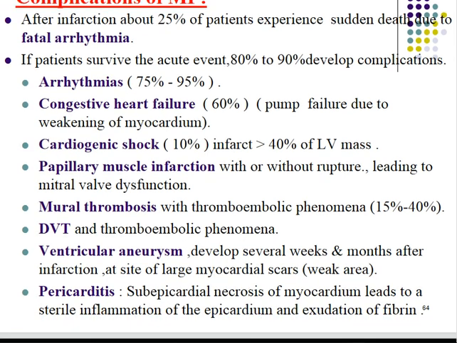Ventricular aneurysm develops as a result of weakness in the heart, several weeks and months after the infarction, at the site of a large myocardial scar. The myocardial scar will be weaker than the myocardium, and this area of weakness is liable to bulging under the influence of the contractility of the heart and the abundance of blood in the cardiac chamber, with formation of the ventricular aneurysm.